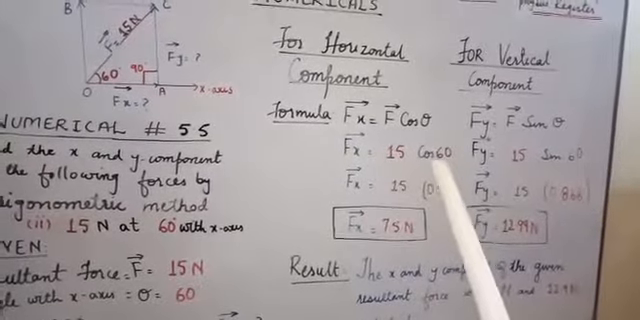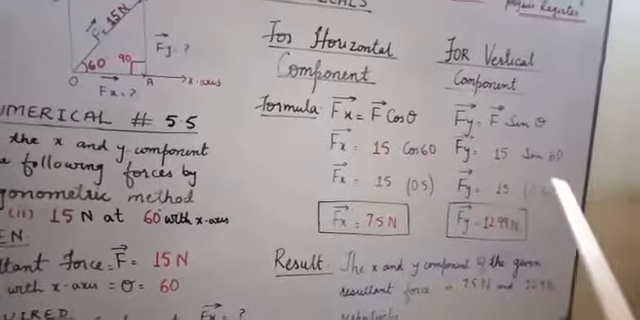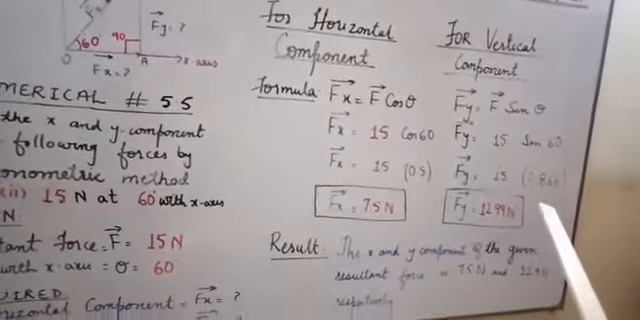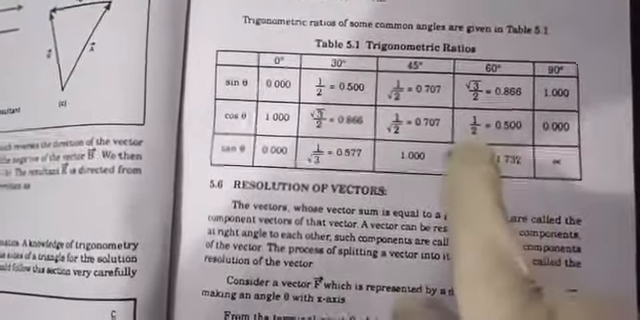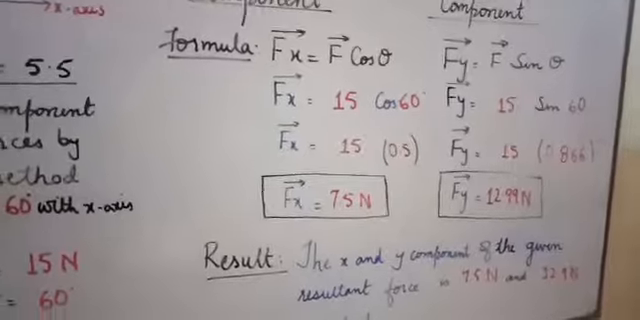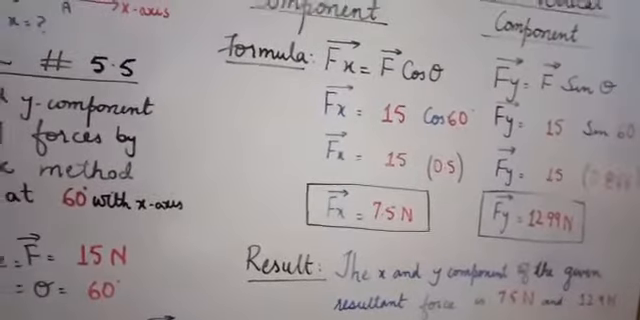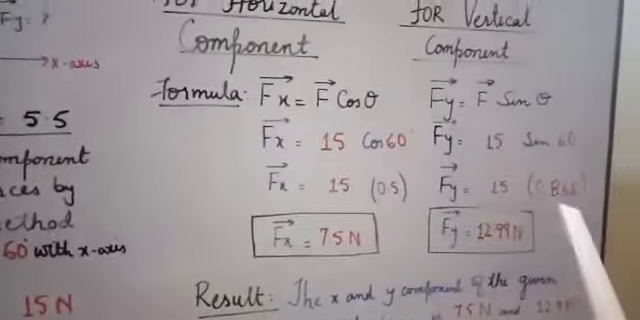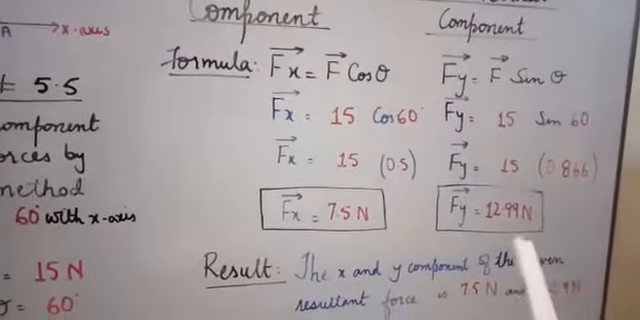The value of cos 60 is 0.5, whereas the value of sin 60 is 0.866, which you can see from the trigonometry ratios table given on page number 77. See, sin 60 is equal to 0.866 and cos 60 is equal to 0.5. So I have written the same thing. Now we just have to multiply: 15 times 0.5 becomes 7.5 Newton, and when you multiply 15 by 0.866, it becomes 12.99 Newton.